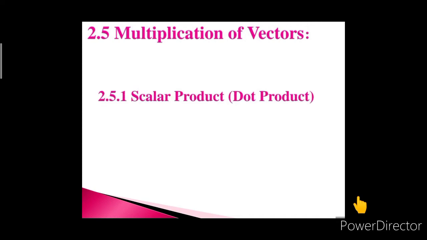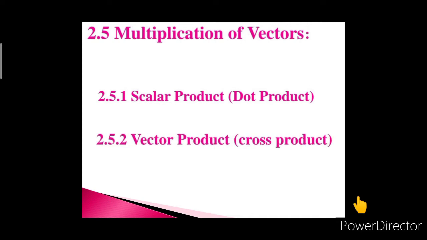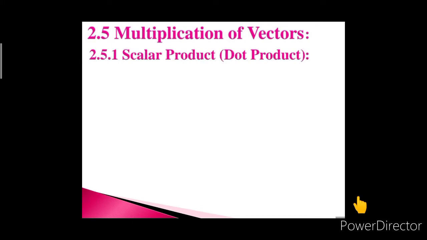Now in this topic we will study the multiplication of vectors in terms of scalar product, which is also called dot product, and vector product, which is also known as cross product. First of all, let us see scalar product or dot product.